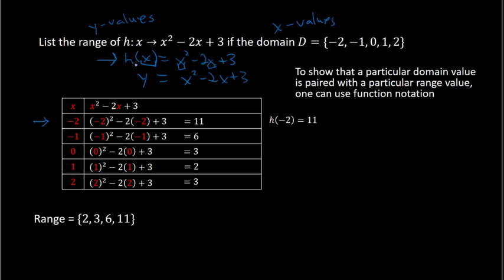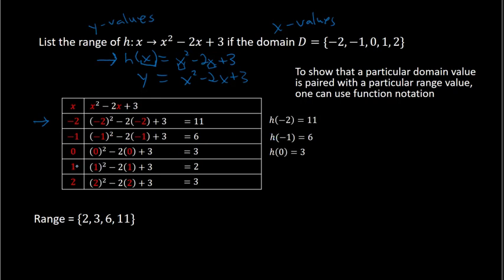Okay, looking at the h of x function again, if I plug -1 in, we now have h of -1 equals something. And we found that when we plugged -1 in, we got a 6 back out. So I can write this in function notation as h of -1 equals 6. Same thing now with the 0. We plug a 0 in for x. We now have h of 0 equals 3, because when we plugged a 0 in, we got 3 back out.